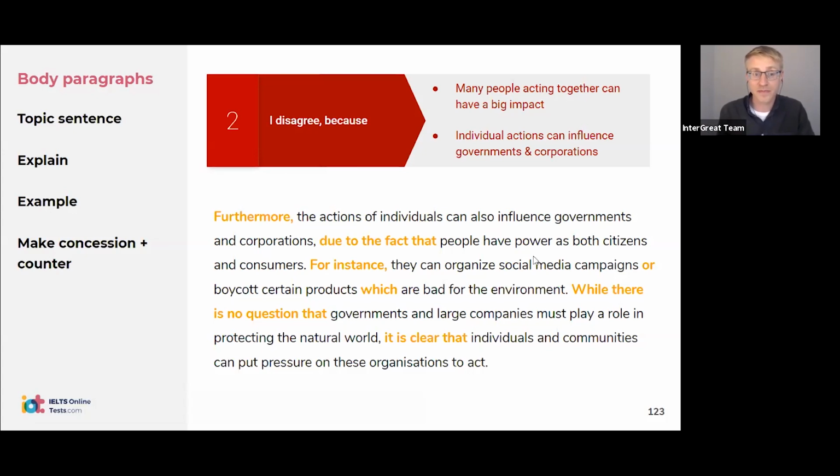Okay, so we've got these linking expressions here, and yes, Nida, the sentences are very long, and that is a good sign in IELTS. They have two parts. They're complex sentences that will increase your score for grammatical range and complexity. So it's useful to use these linking words, okay?